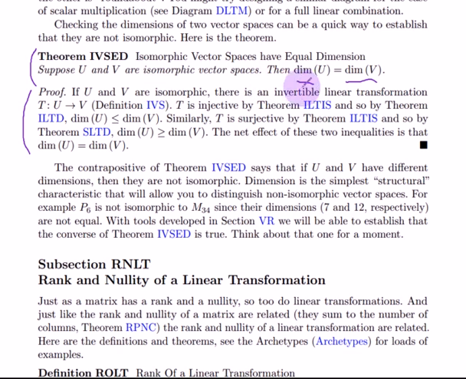If two vector spaces are isomorphic, then there's an invertible linear transformation, which is both injective and surjective. If it's injective, then the dimension of the domain is less than or equal to the dimension of the codomain. We showed that earlier. And if it's surjective, then the dimension of the domain is bigger than or equal to the dimension of the codomain. So if we have an isomorphism, which is an invertible linear transformation, then the dimensions of the domain and the codomain are equal.